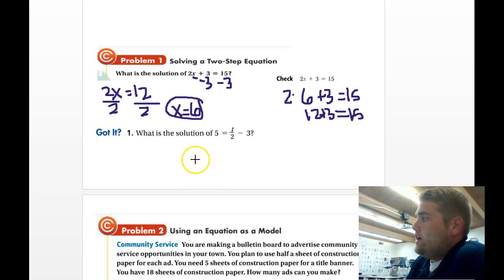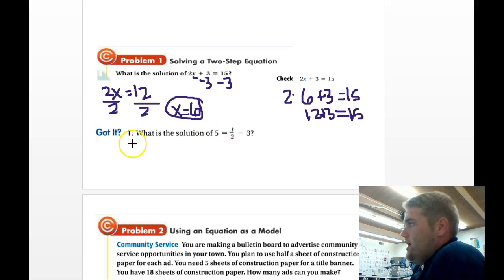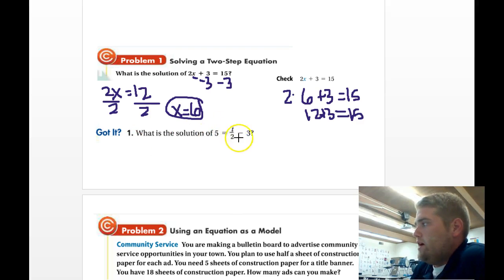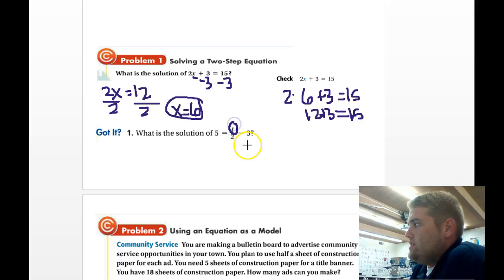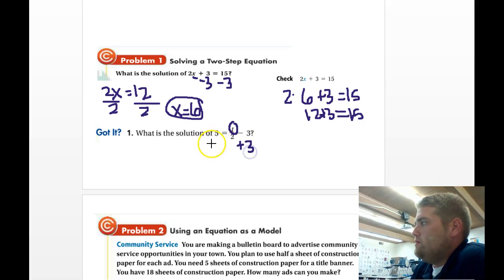On Got It number 1, we're going to do the same exact thing that we just did. So I have 5 equals t divided by 2 minus 3. I'm trying to get my t by itself because t is my variable. So the first thing I want to do is add 3 to both sides. Let's get that 3 out of there. So I have 8 equals t divided by 2.